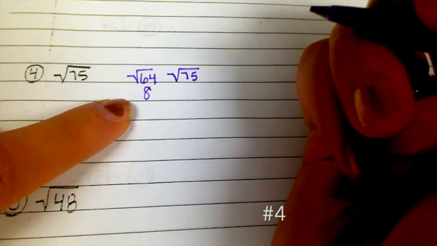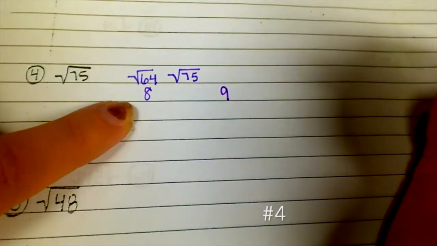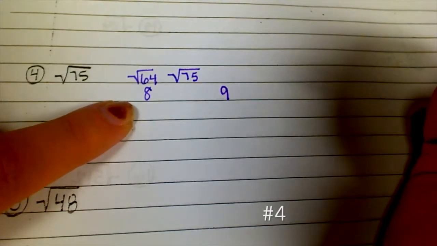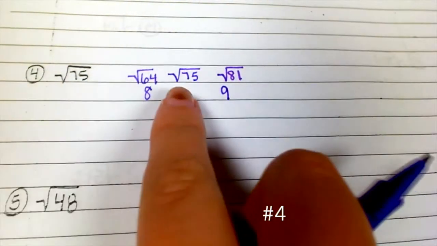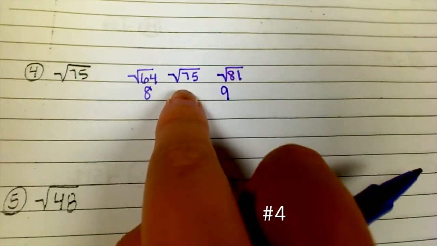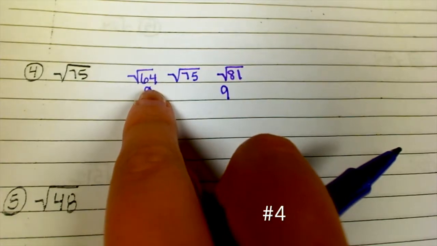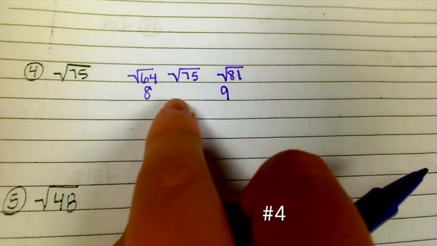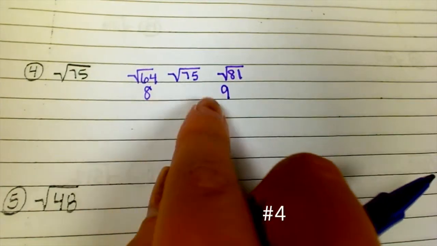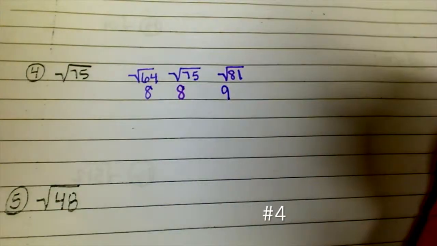8. All right. So we know that our approximation is going to be 8 and a little bit more. So we're going to put a 9 here. What is 9 squared? 81. So this is the square root of 81. So the square root of 75 is somewhere between the square root of 64 and the square root of 81. It's also somewhere between 8 and 9. So we're going to put an 8 for our whole number.